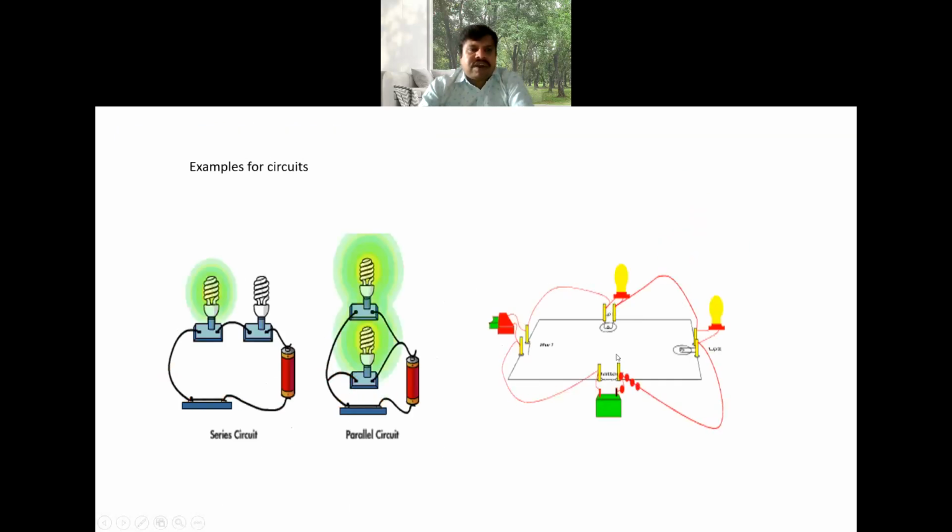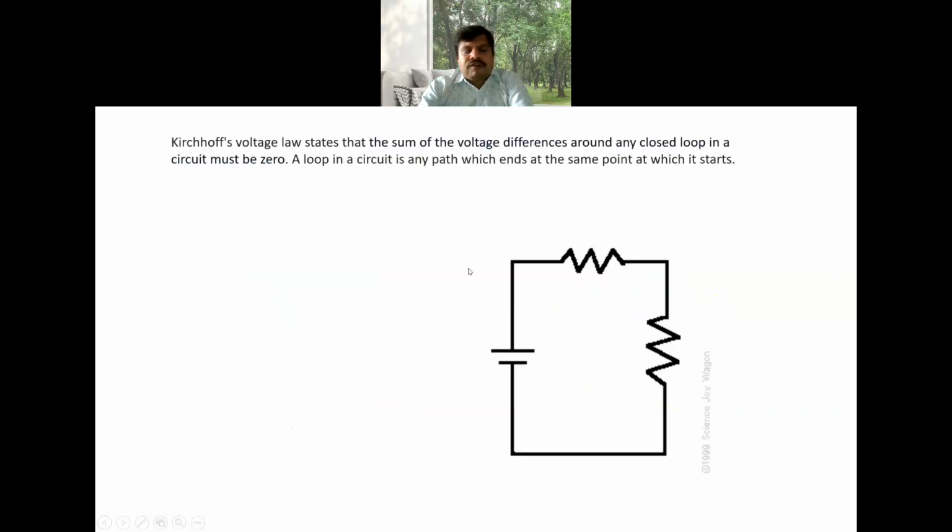Here, these animations will show you the different types of circuits: parallel circuit, series circuit, okay, like this. Now, Kirchhoff voltage law states that the sum of the voltage differences around any closed path in a circuit must be equal to 0.